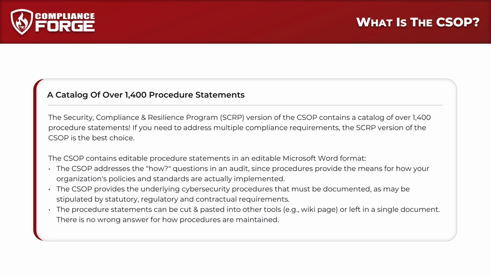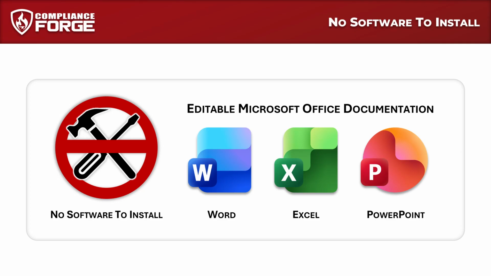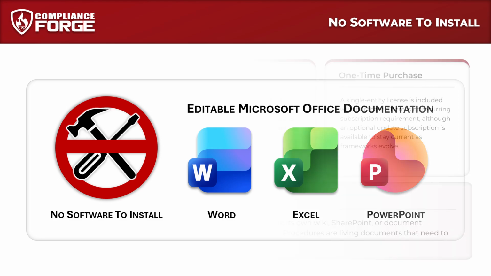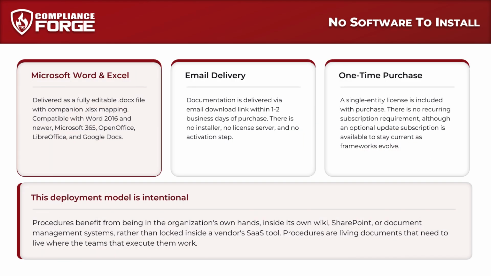the location of users. This product is a one-time purchase of editable Microsoft Office-based documentation templates. There is no software to install, no agent to deploy, no account to provision, and no cloud environment to configure. If your organization can open and edit Microsoft Word and Excel files, the CSOP is ready to use. It is delivered as a fully editable Word file with a companion Excel mapping. Compatible with Word 2016 and newer, Microsoft 365, OpenOffice, LibreOffice, and Google Docs.